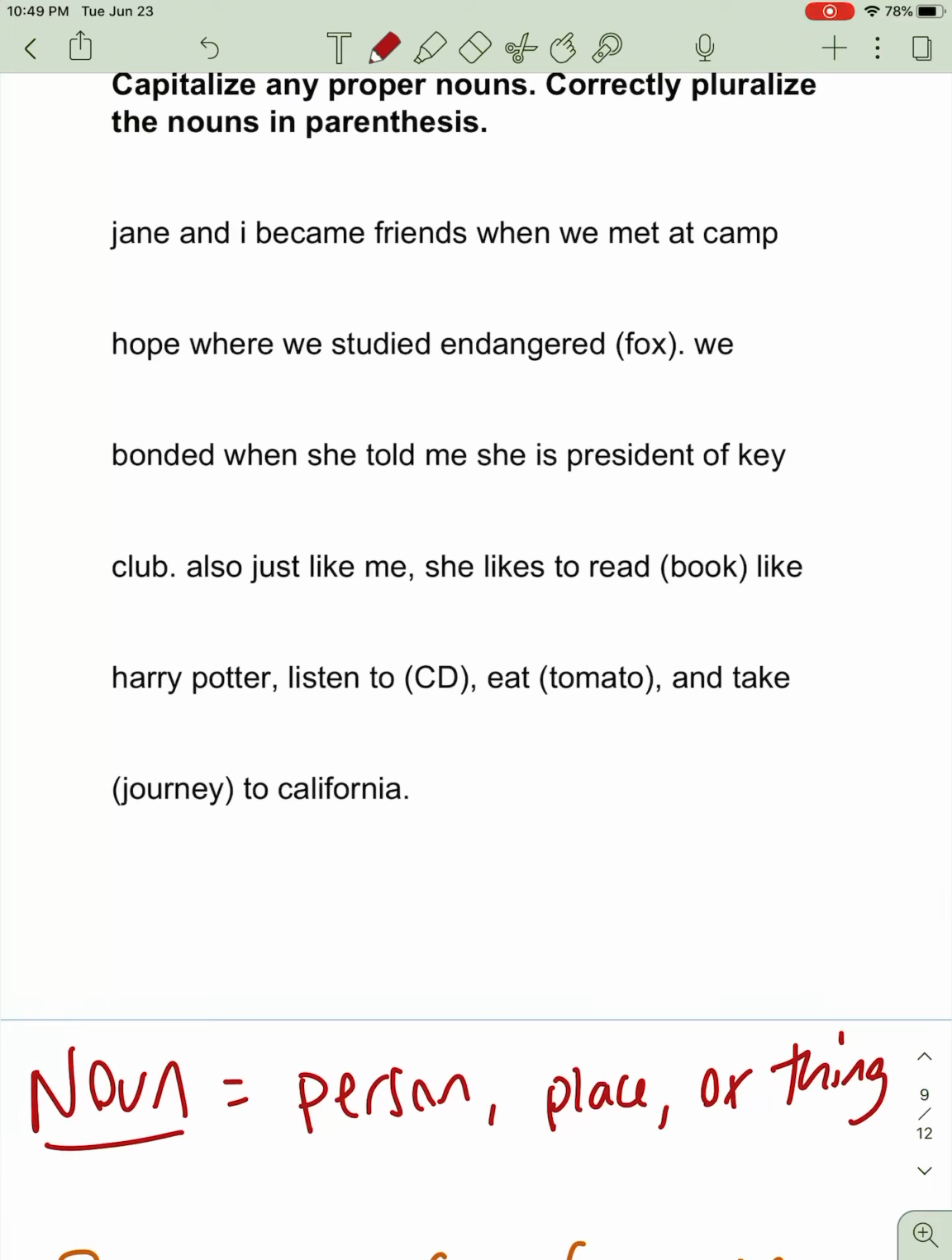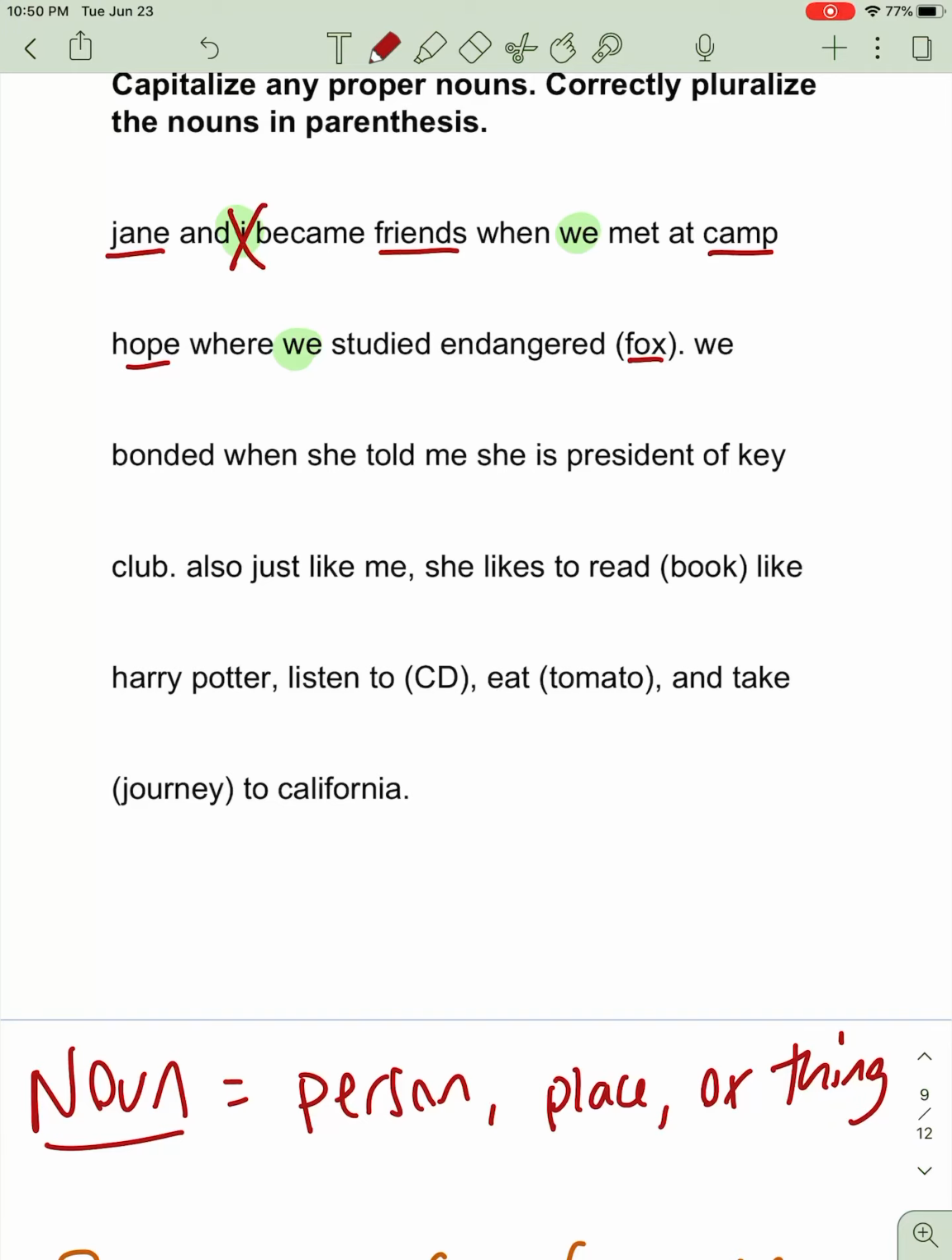So let's take a look at this first sentence. The first noun we see here is Jane. The next noun, friends. And then the next noun, Camp Hope, and fox. So Jane here is a person, friends are a person, Camp Hope is a place, and a fox is a thing.